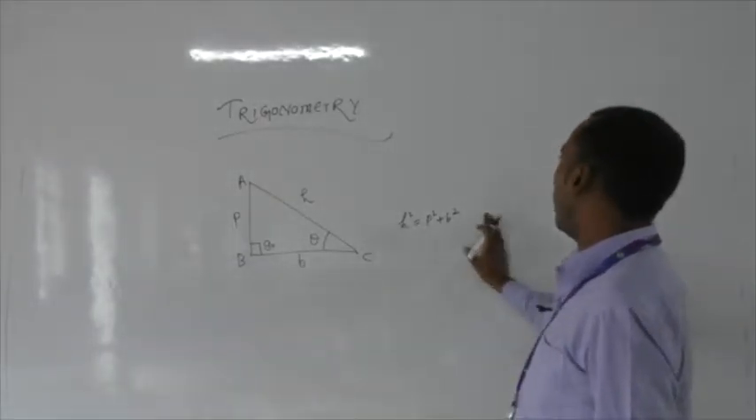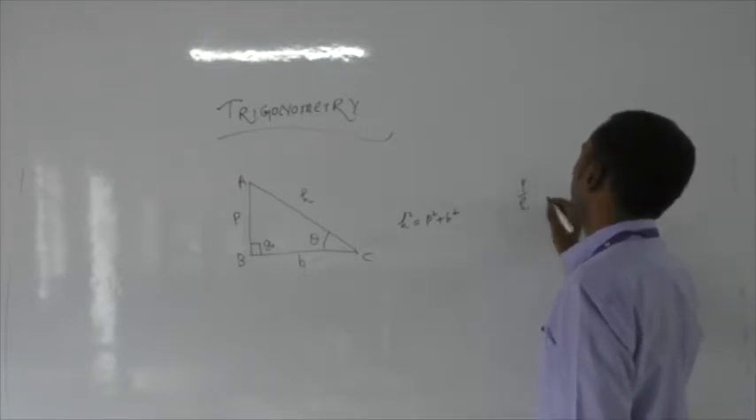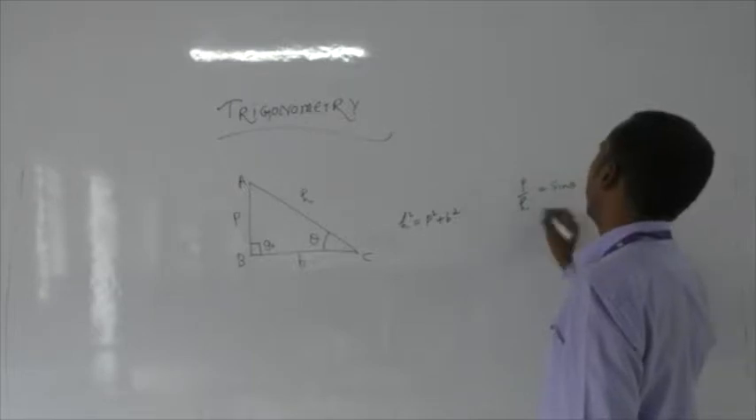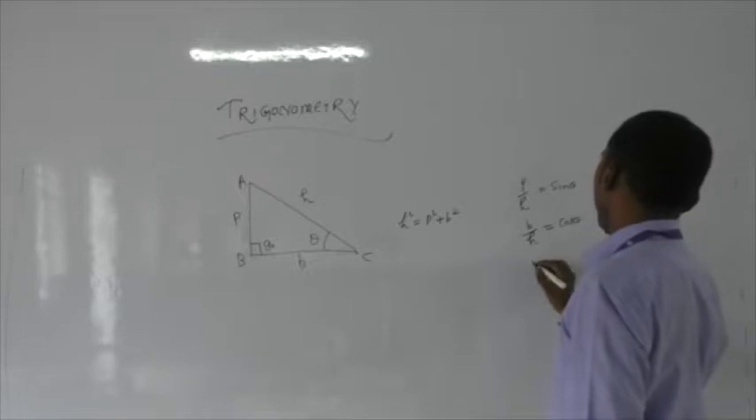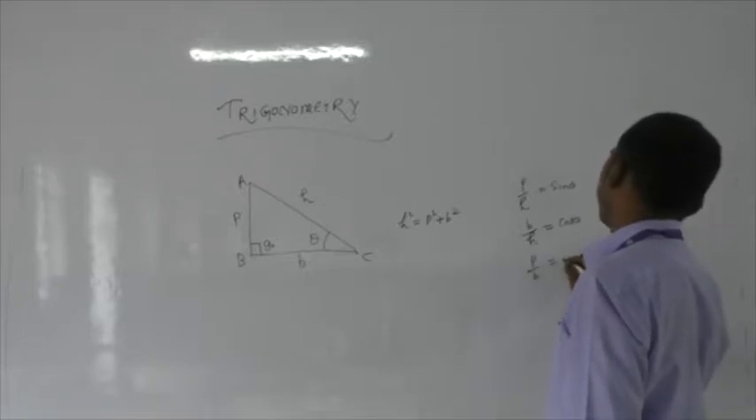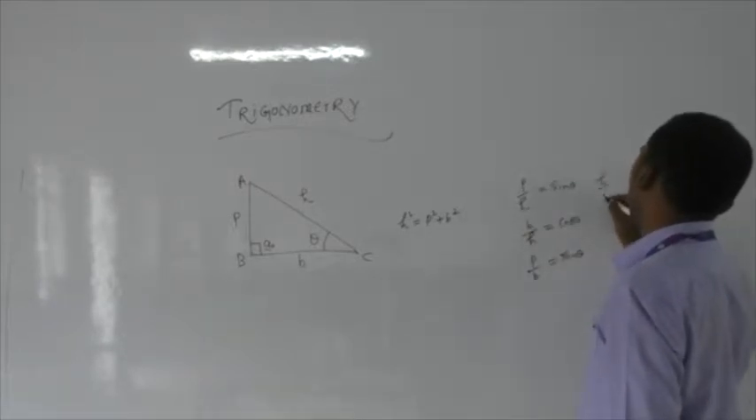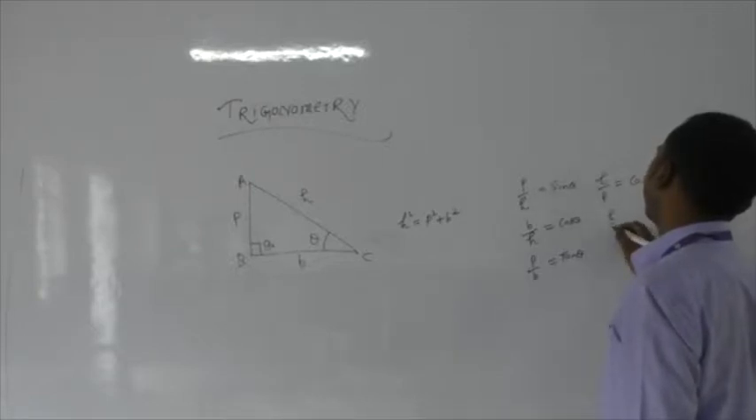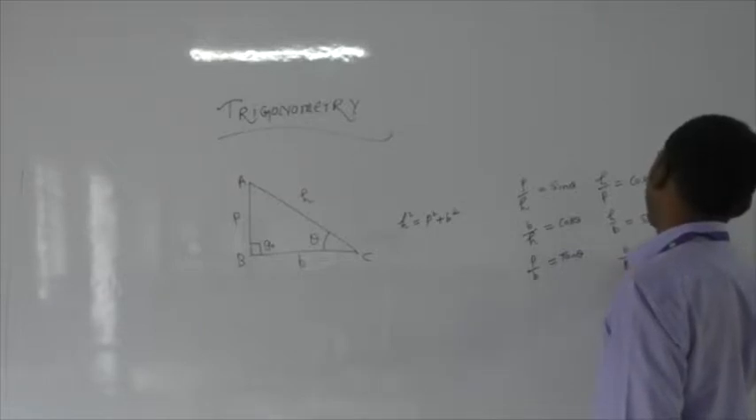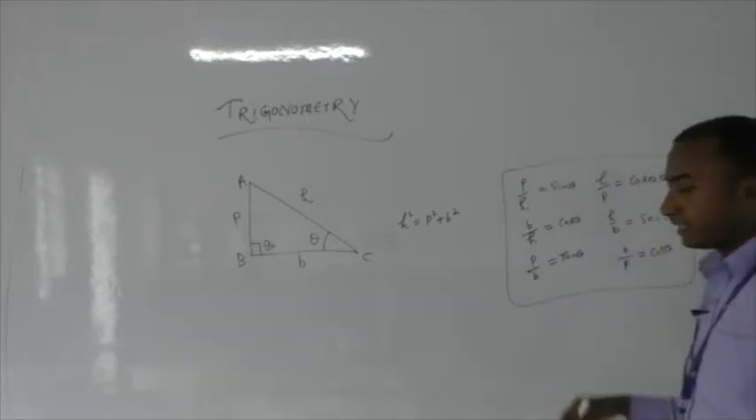And I also told the relations: perpendicular by hypotenuse is known as sin theta, base by hypotenuse is known as cos theta, perpendicular by base is known as tan theta. If you find the reciprocals, hypotenuse by perpendicular is known as cosec theta, hypotenuse by base is known as sec theta, and base by perpendicular is known as cot theta. So by using these three formulas, we will derive some identities.